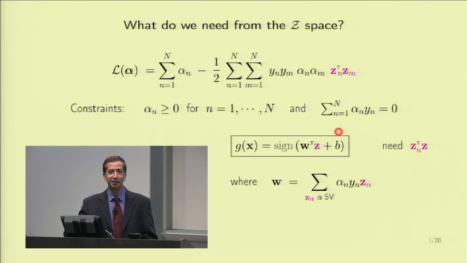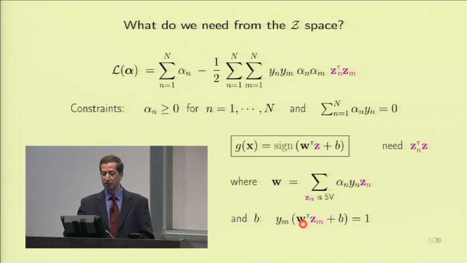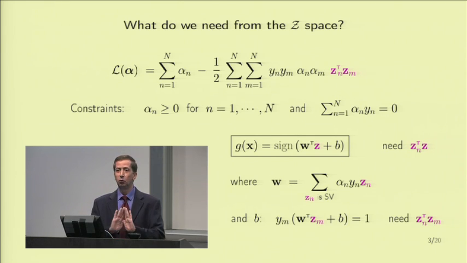One more item. This innocent looking B is loaded. This is one of the parameters that we solve for. Maybe that's what will kill us. Let's see. How do I solve for B? I solve for B by taking any support vector and solving for this equation. So I take a support vector M and plug it in. Am I in trouble because I have the W? No, we already saw that W is here. It has this form, so I can plug it in here, and all I need in order to solve for B here is this fellow. Done. We only deal with Z as far as the inner product is concerned.